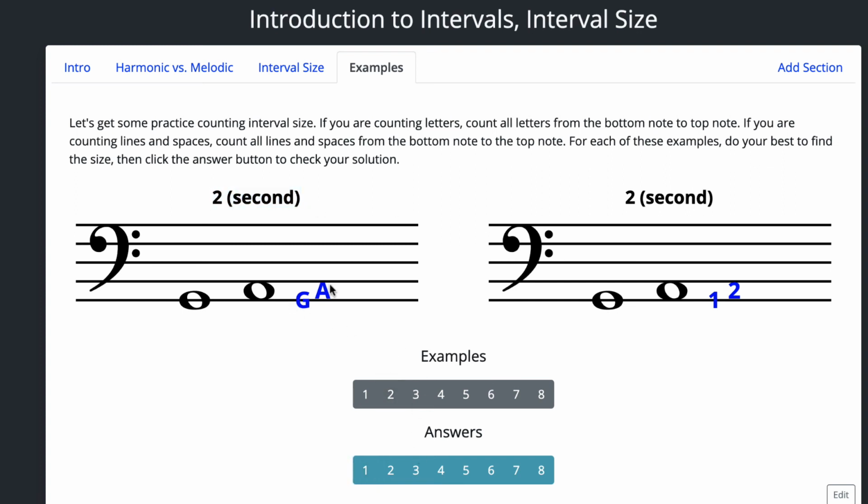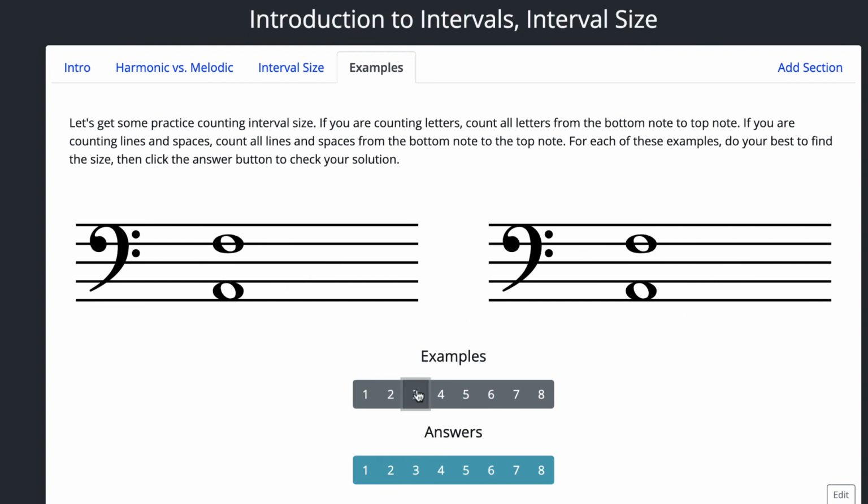Let's try another. So G and A, and then 1, 2. You might consider pausing the video now and solving this one. And then here we go. We have a total of 4 letters, A, B, C, D, or a total of 4 spaces and lines. Space, line, 1, 2, 3, 4.